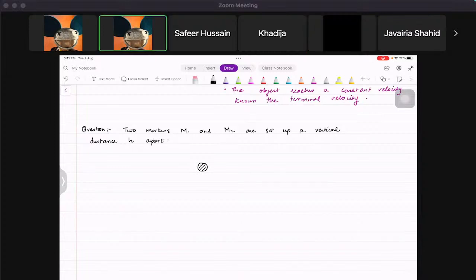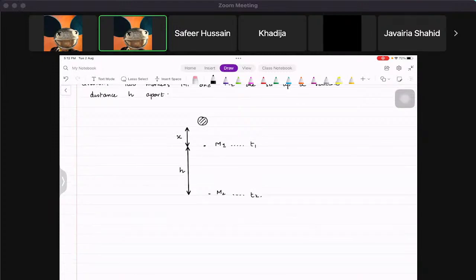So there's one marker here, M1, and one marker here, M2, and this distance is x, and this distance is h. Okay. Here they've written t1 and t2.